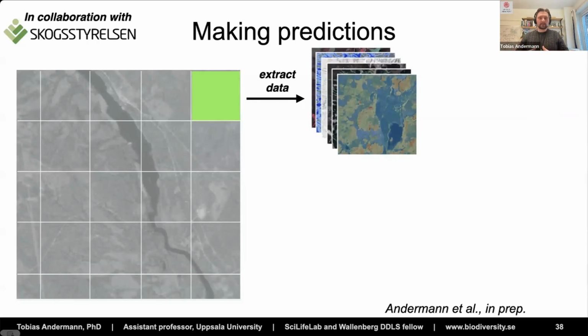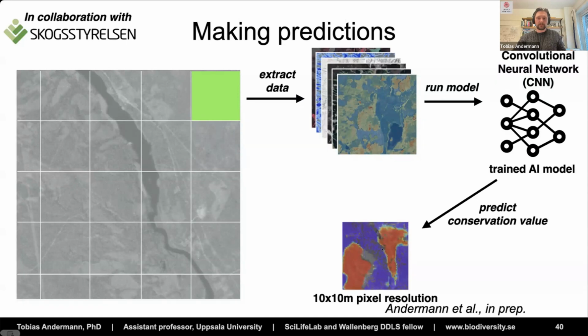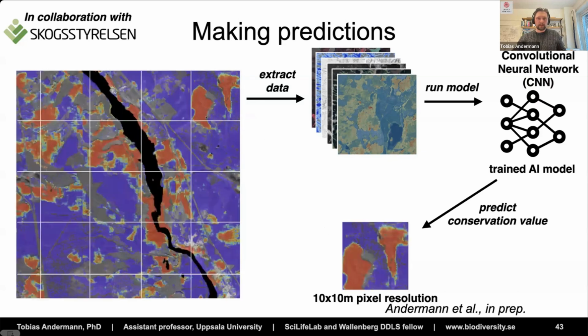Once the model is trained, we can actually apply it anywhere in Sweden, because all of these layers that we used, all of these environmental features, are available with complete coverage across the whole country. So we can now put a grid over Sweden and extract any 1.28 by 1.28 kilometer tile, get the image data via API request, run our trained model, and then we get a prediction of conservation value. We plug it back into our map and do this repeatedly until we have a whole area covered.